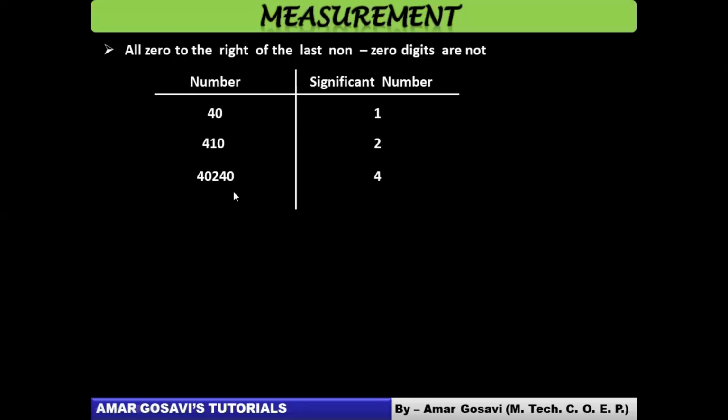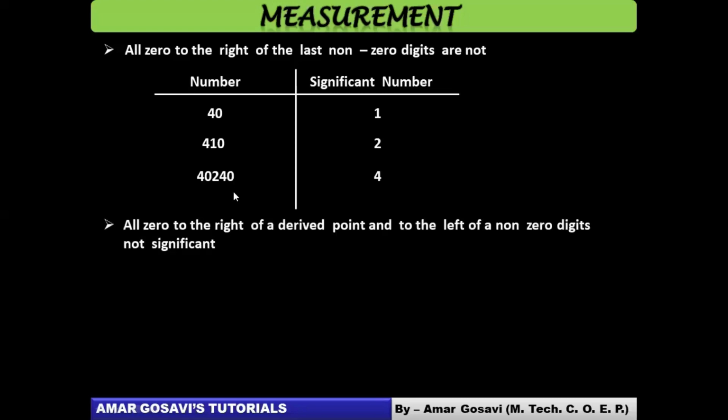Correct. Let's move ahead. Important again: all zeros to the right of a decimal point. Understand the statement. You all know the statements are a bit complicated, but the moment we try to understand them with examples, things become easier for us. The statement says: all zeros to the right of the decimal point and to the left of the non-zero digits are not significant.